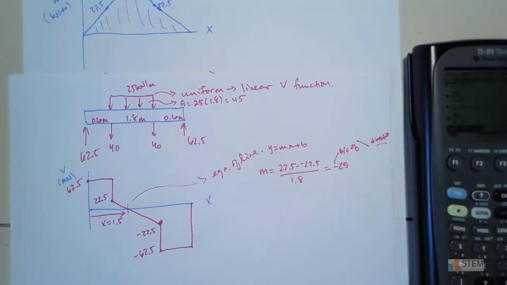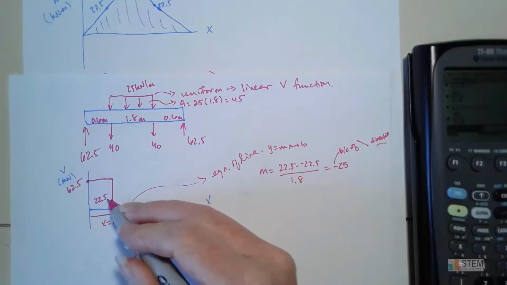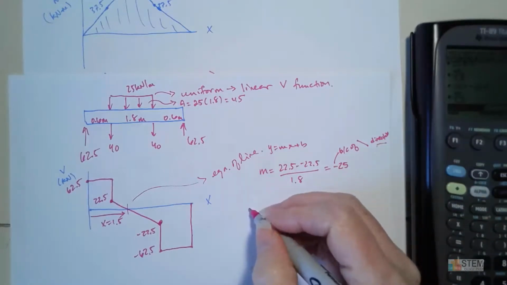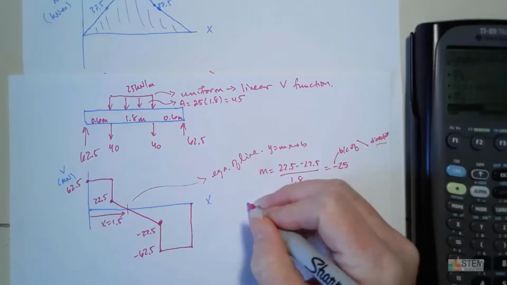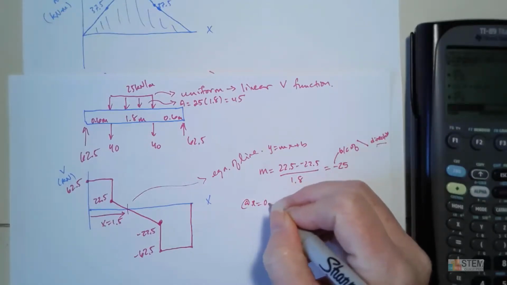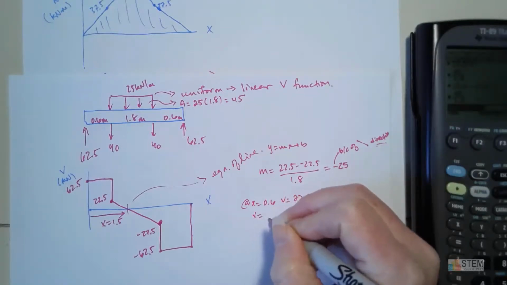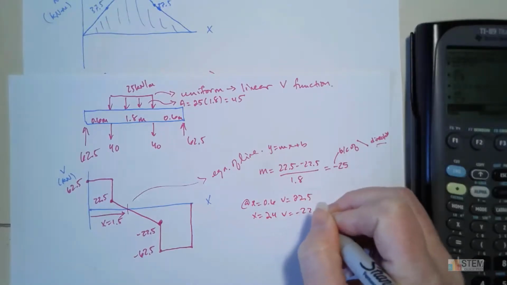And then the only other thing we need is this b. I have two endpoints: I have 22.5 when x is at 0.6, and I've got negative 22.5 when x is at 2.4. You could use those data points to get b. So let's just put it: x is 0.6, V is 22.5; when x is 2.4, V is negative 22.5.